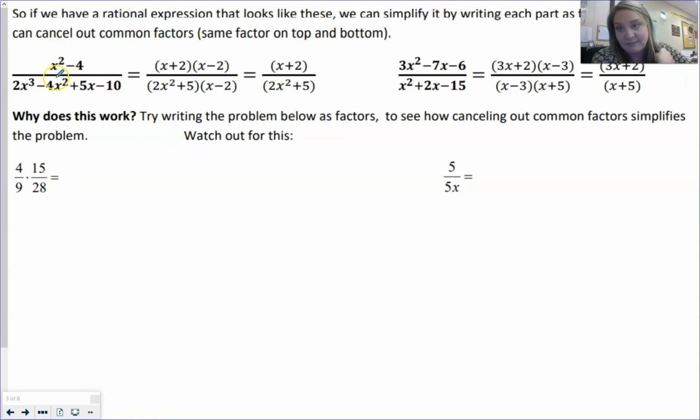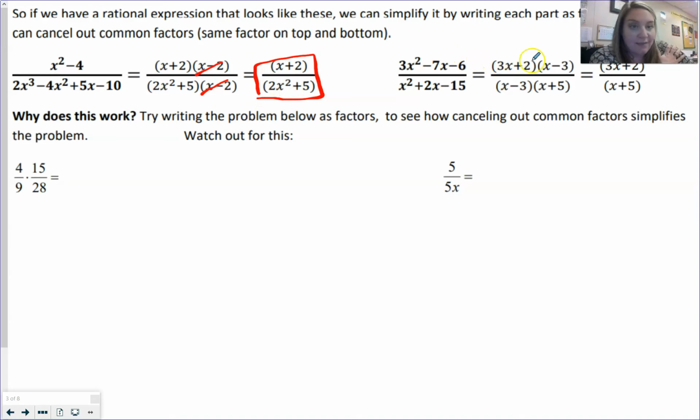So looking at this, x squared minus 4 simplifies to x plus 2 times x minus 2. Here we have 2x cubed minus 4x squared plus 5x minus 10. That factors to 2x squared plus 5 times x minus 2. So see how they both share an x minus 2? That's a common factor. It's the same thing in the parentheses. So I can cancel those out, and we're left with just x plus 2 over 2x squared plus 5.